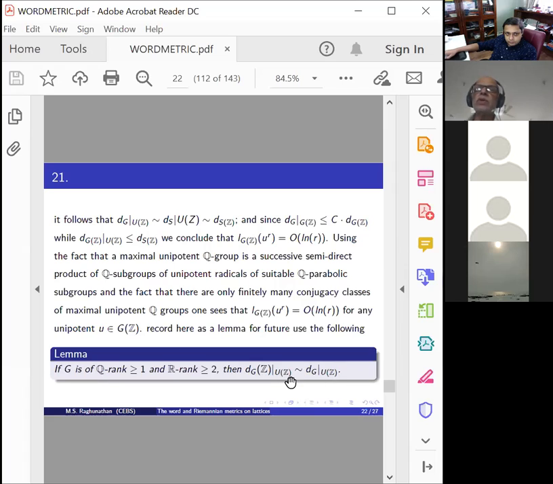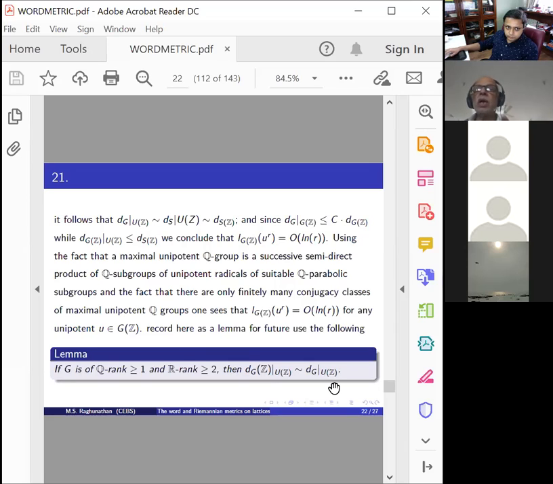Now, why is this true? We saw that it's true for the unipotent radical of a parabolic group corresponding to one root alpha. It's going to be true for every such root if the Q rank is greater than 2. It's going to be true for every such group, and then you can put these together because you can write the maximal unipotent Q group as a successive semidirect product of subgroups, each of which sits inside some parabolic group corresponding to some root alpha. So if you do that, then we can apply the theorem we said about symmetric products and conclude that this is true.